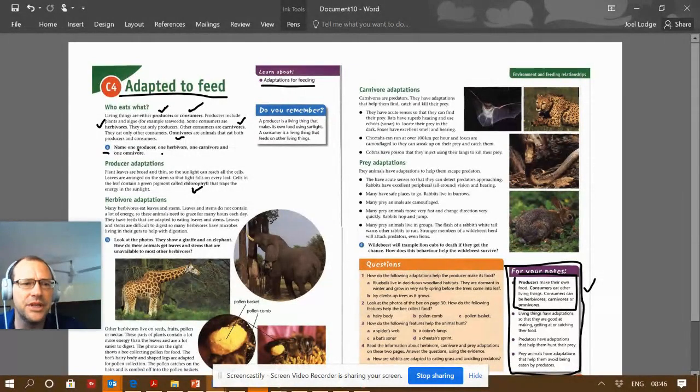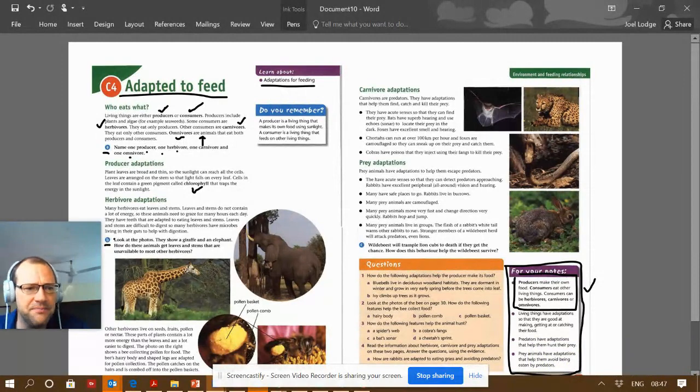Question A. We're going to name one producer, one herbivore, and one carnivore. So remember what they are. Let's see if you can name a producer. So a producer is a plant. A herbivore is an animal that eats plants. And a carnivore is one that only eats other consumers. An omnivore is an animal that eats both plants and other animals, other consumers.